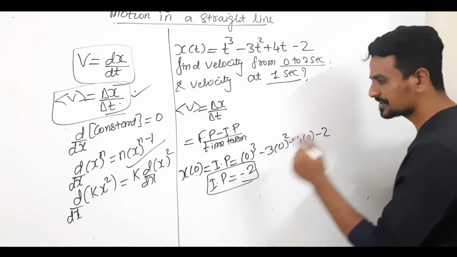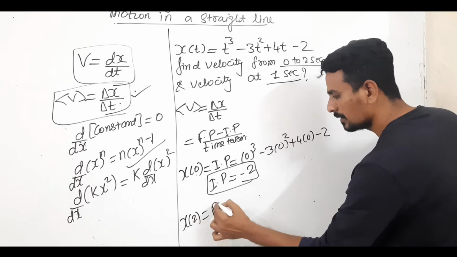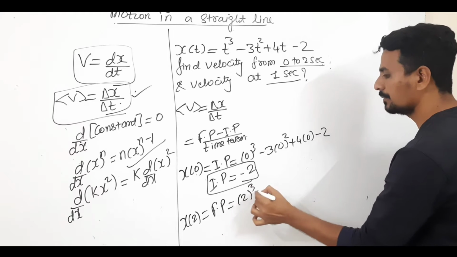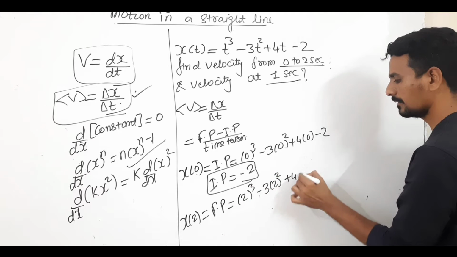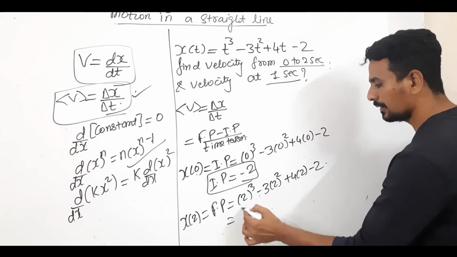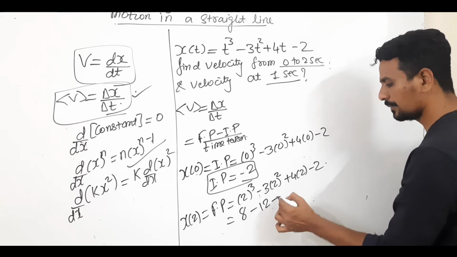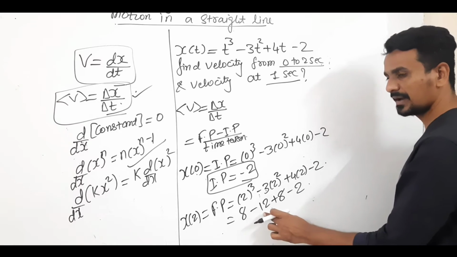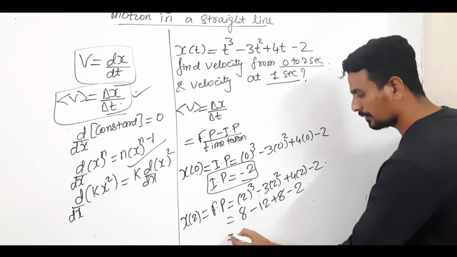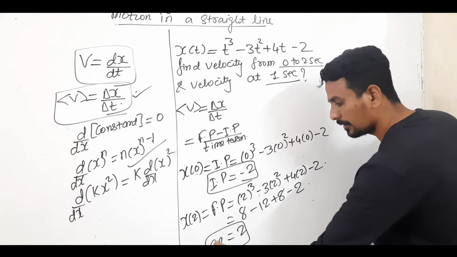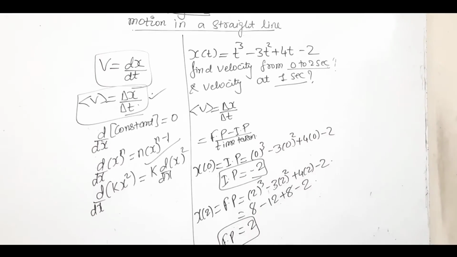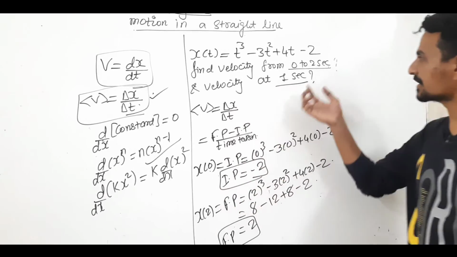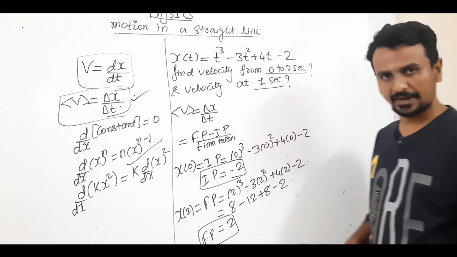Now how to obtain the final position? Place 2. So this will be 2 cube minus 3 times 2 square plus 4 times 2 minus 2. So this will be 8 minus 12 plus 8 minus 2, that is 16 minus 14, which is 2. So your final position is 2. Clear? Just by substituting t equals 0, you get the initial position. By substituting t equals the other time, 2 seconds, you get the final position.